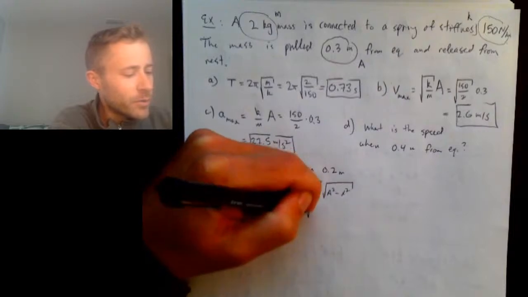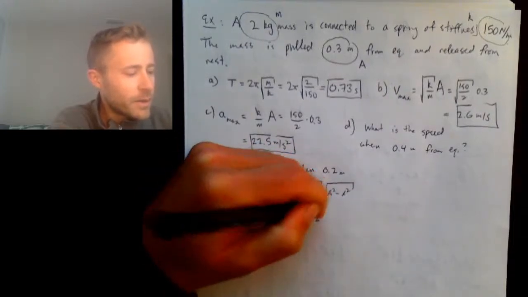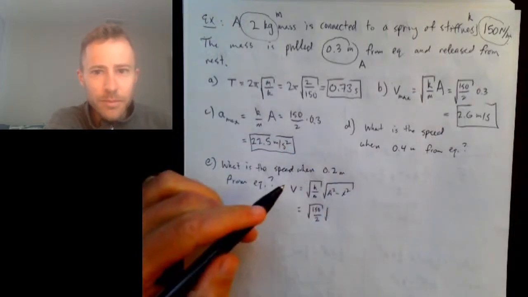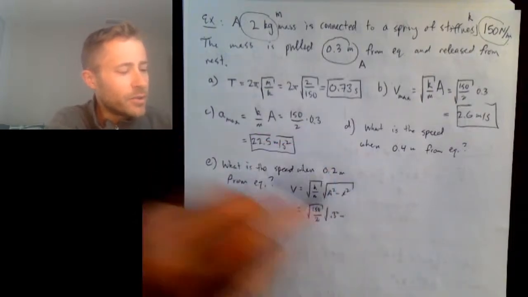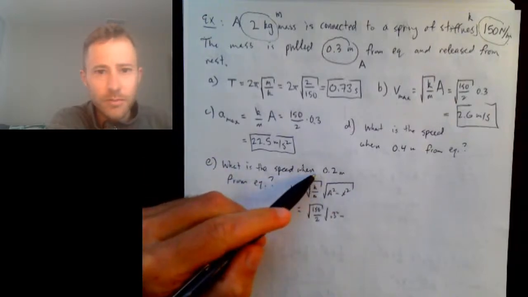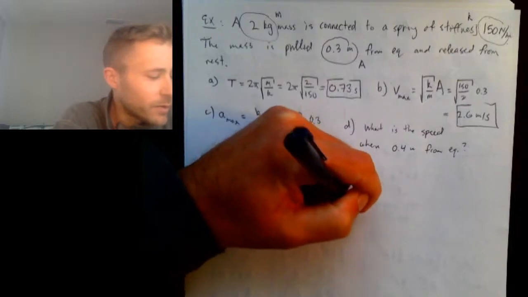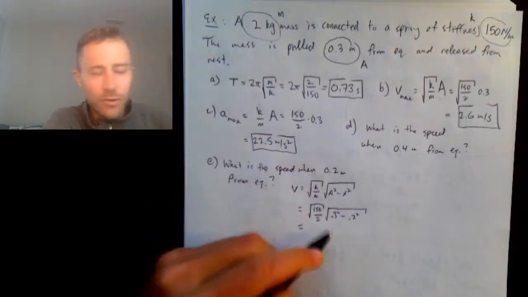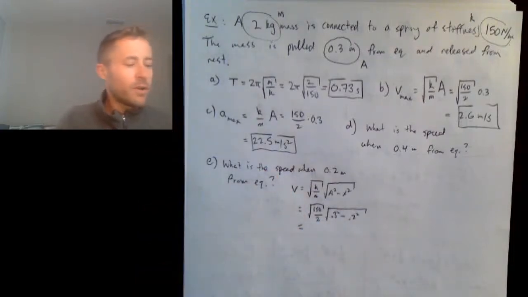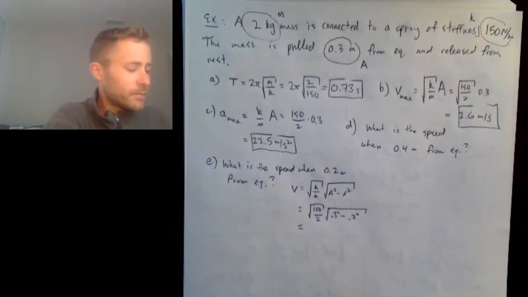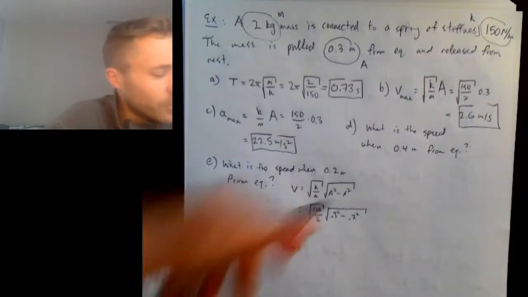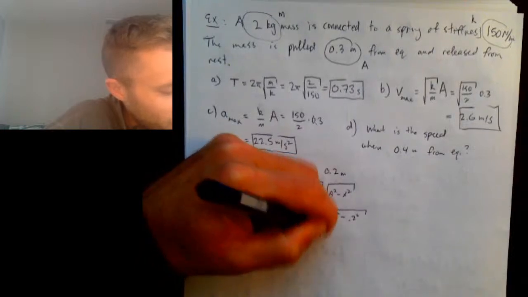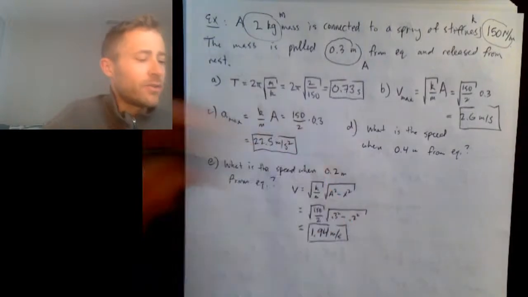So square root of k over m is going to be square root of 150 over 2. Square root of the amplitude, the amplitude is 0.3. And the position at which we want to know what the speed is 0.2. So we have minus 0.2 squared. So you're squaring each of these individually and subtracting them. So just be aware of that. And so for this, we get 1.94 meters per second.